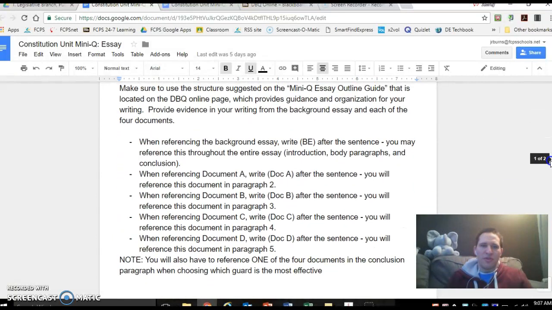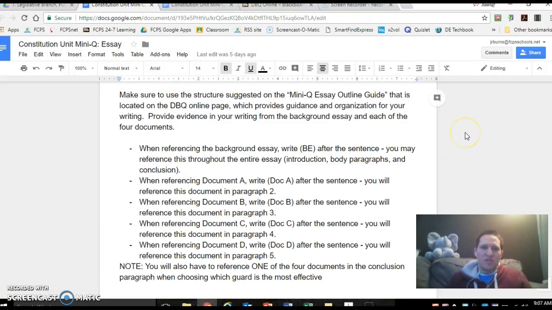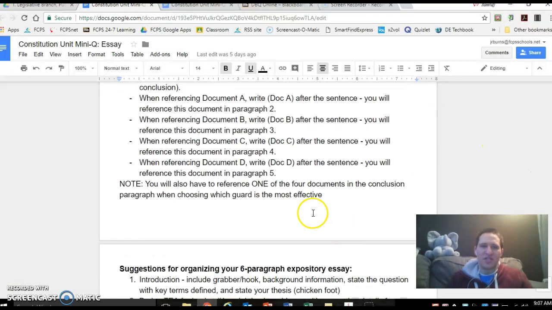One of the most important things about a DBQ is to make sure that you reference the documents as you use information from them, as well as the background essay. So in the opening paragraph, if you use something from the background essay, make sure you write BE after the sentence. And then in paragraphs 2, 3, 4, and 5, the body paragraphs, same thing: doc A, doc B, doc C, doc D. In your conclusion paragraph, you might reference the background essay again, and then you'll probably choose one of those 4 documents to reference based on the answer to that conclusion question that we'll talk about later.